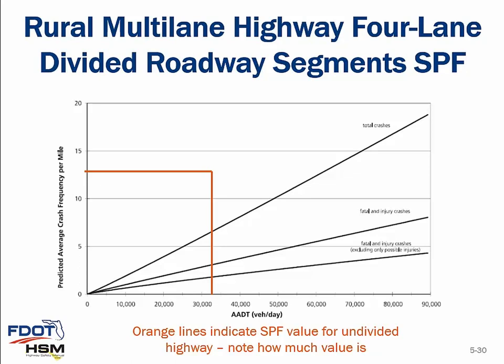Total crashes again reduced. Also notice the range. The range is out considerably more, pushing toward 90,000 average annual daily traffic. So we have a much wider range as we go to four-lane divided, and we also have considerably fewer crashes shown by the SPF between the divided and the undivided roadways.